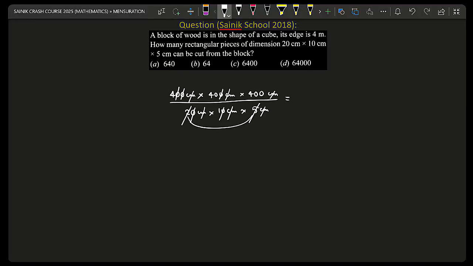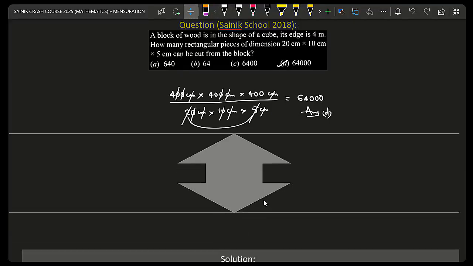4 cube, how much? Sir, 64. 64 followed by how many zeros? Sir, 64,000, three zeros. 64,000. Option D, sir. Yes, option D. Pranay, you can mute now.